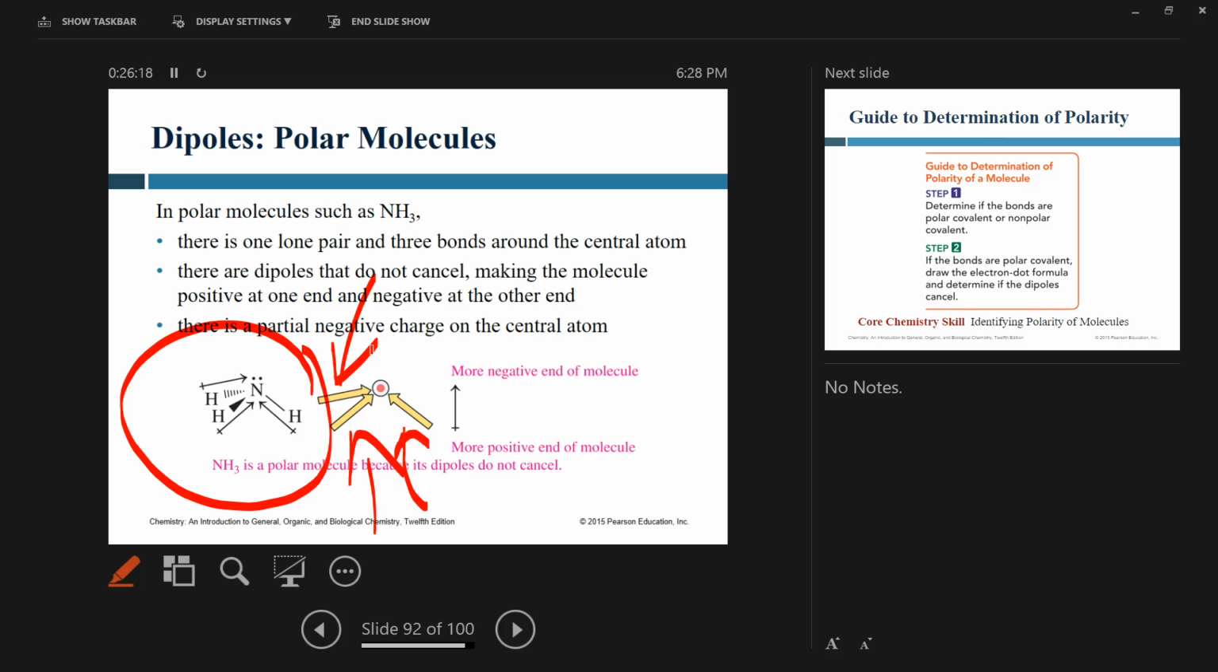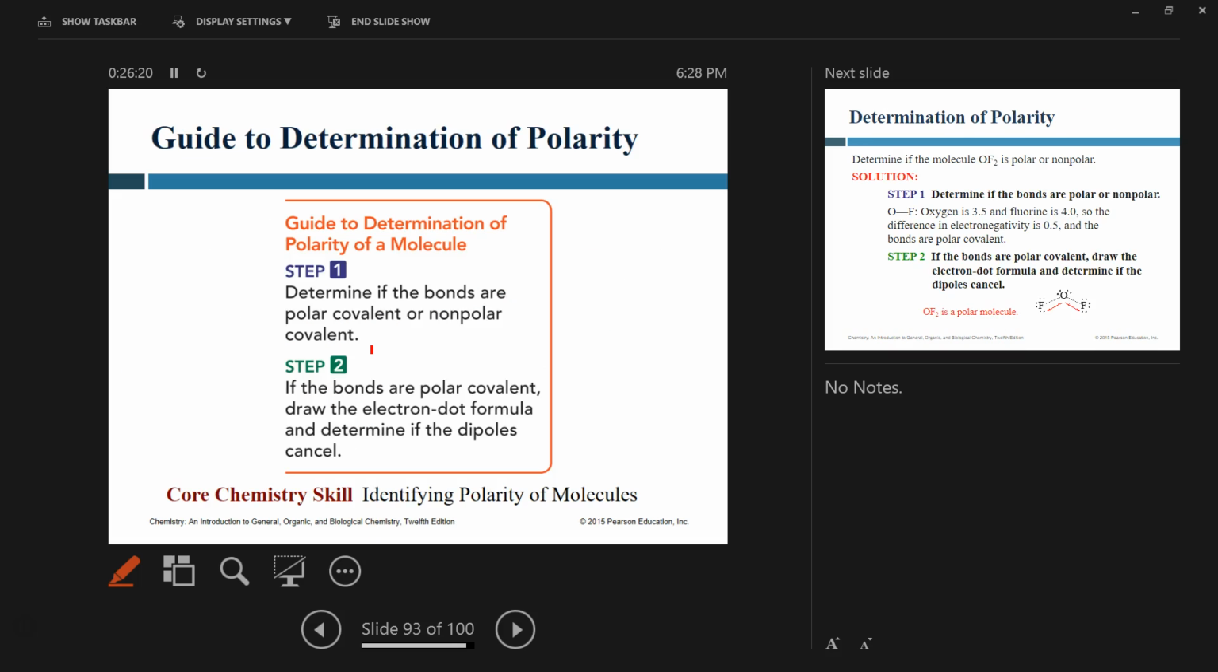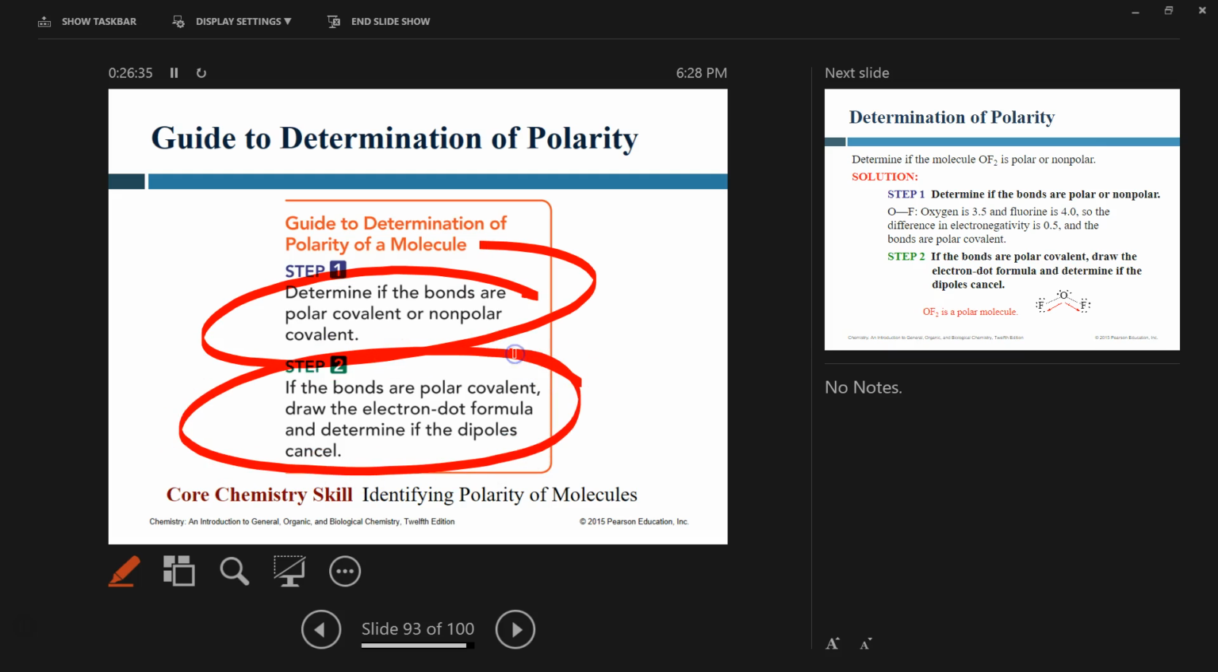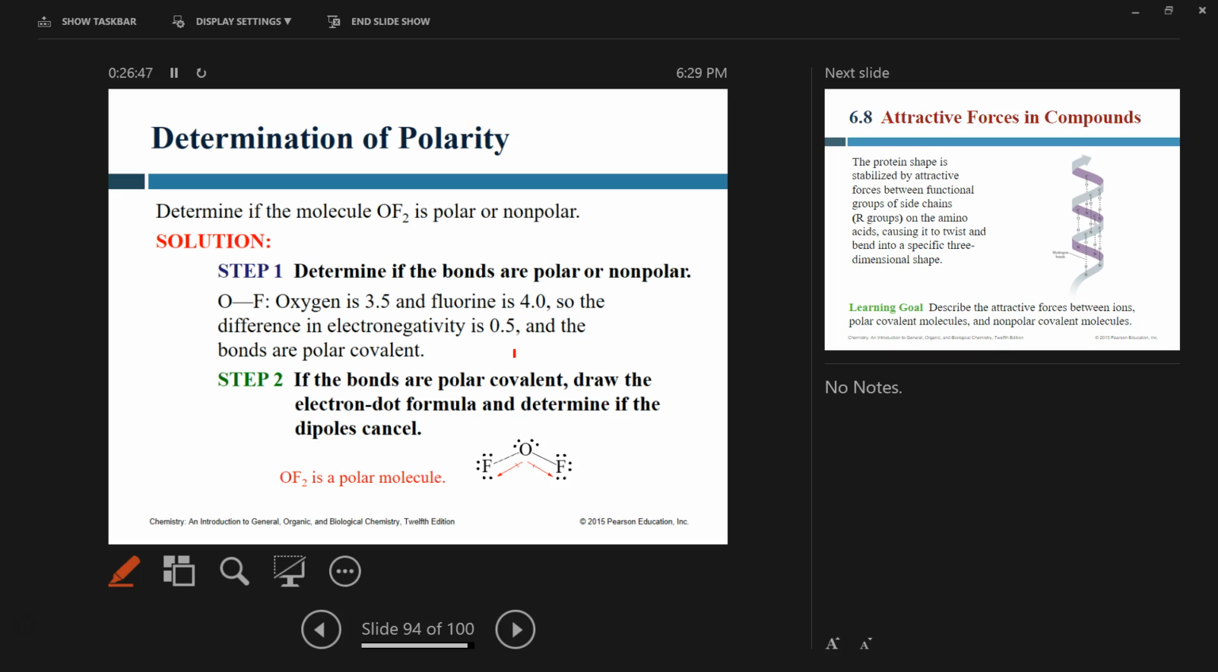So, how do you determine if a molecule is polar or not? First, you need to determine whether or not the bonds are polar. Next, you need to determine what the shape of the molecule is and whether or not these polar bonds, these dipoles, can cancel each other. So, for instance, the molecule of oxygen difluoride.